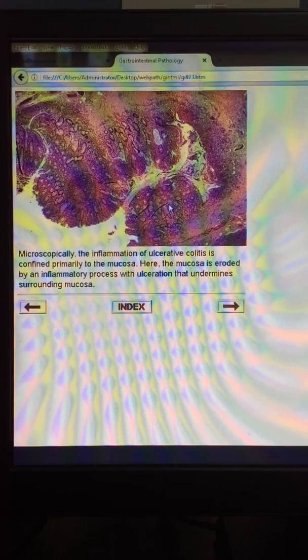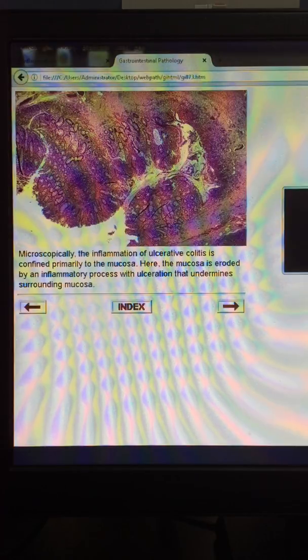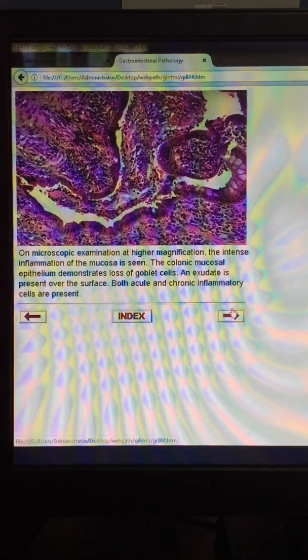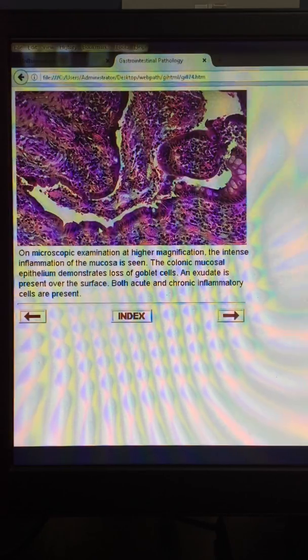Microscopic examination of ulcerative colitis will show that the inflammation is limited to the mucosal surface. High power examination will show inflammation of the mucosa here, with a dense inflammatory infiltrate formed mainly of lymphocytes and plasma cells. There is a neutrophilic infiltration of the surface epithelium, which means this is an active state of the disease, with depletion of goblet cells.